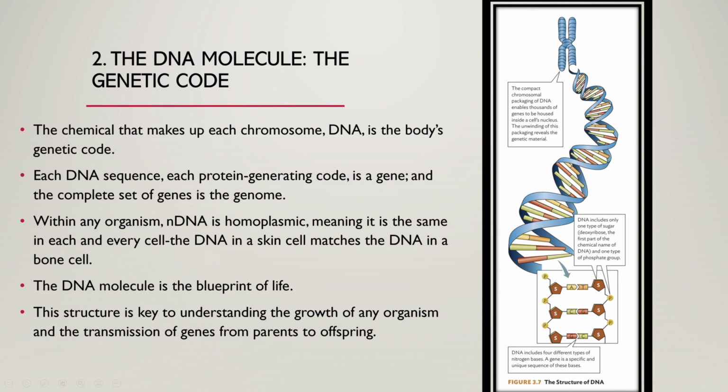The DNA molecule is the blueprint of life. Understanding this structure is key to understanding the growth of any organism, and the transmission of genes from parents to offspring. On each side of the ladder, every unit of sugar, phosphate, and nitrogen base forms a single nucleotide. While the sugar and phosphate are the same throughout DNA, the base can be adenine, which we can call A, thymine is T, and guanine is G, or cytosine is C.